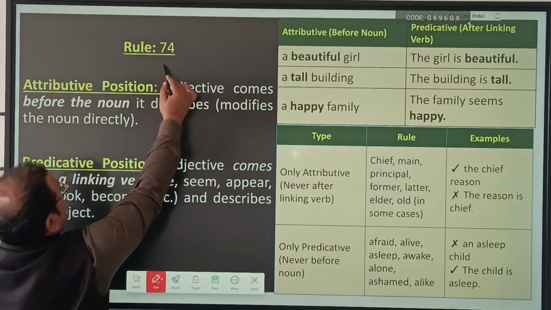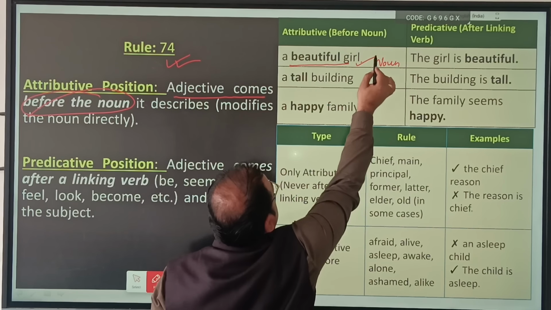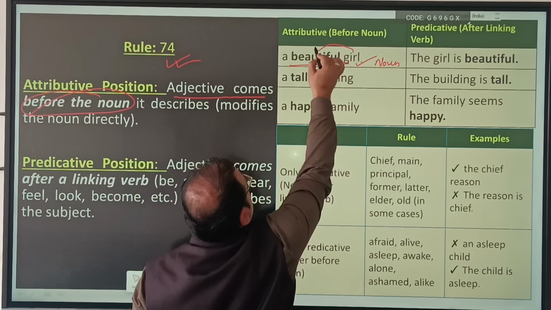Now, rule number 74. Adjectives are placed in two ways. First is attributive position, and second is predicative position. Attributive position is what? The adjective comes before the noun. Before the noun. You can see a beautiful girl. Girl is what? Noun. An adjective coming before the noun. This is called the attributive position of the adjective.